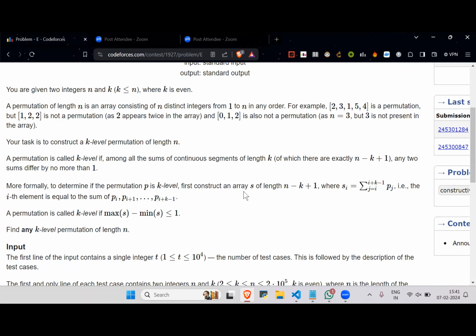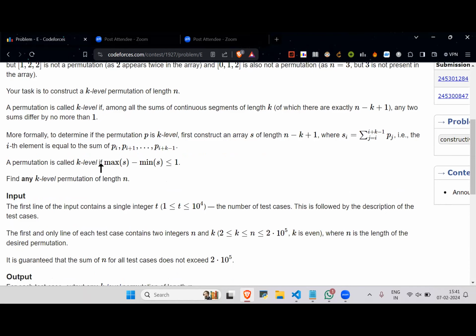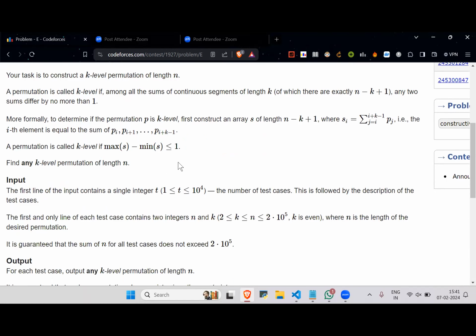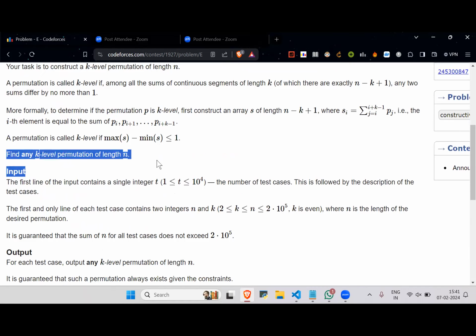Okay, so even for the maximum sum of a subsegment of size k and the minimum, the difference should be less than or equal to 1 only. Okay, and we need to find such a permutation and print that.